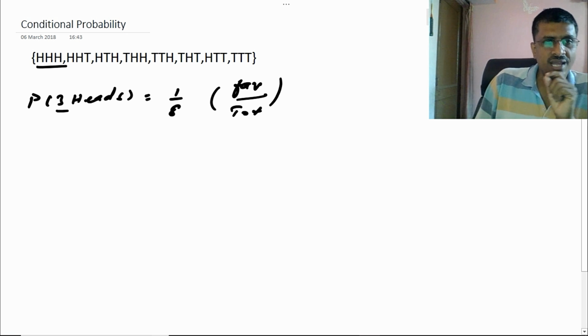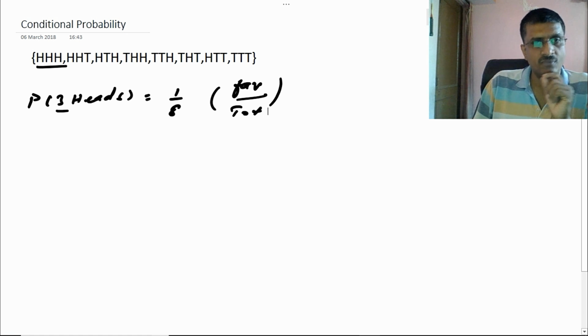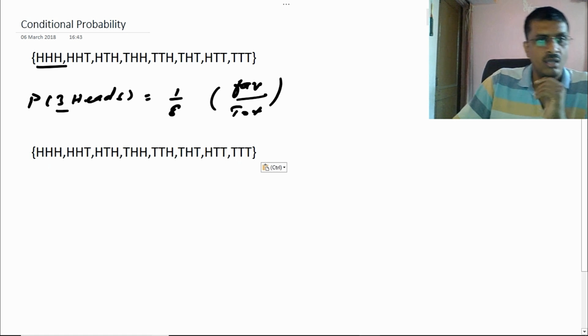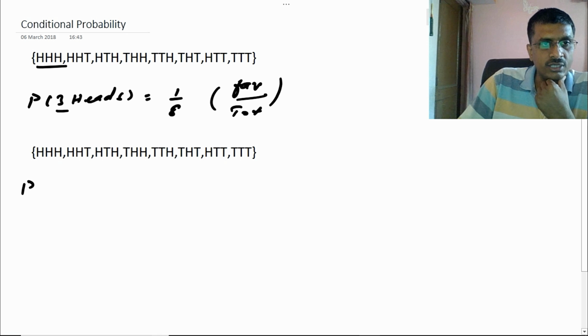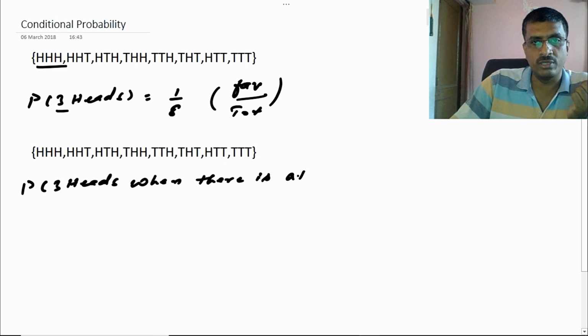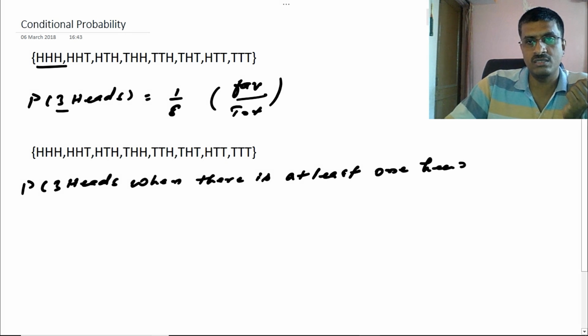But if I make a slight change to this very question here, I'll write the sample space again for you for better understanding. Now that slight change, we still have to find probability of 3 heads, with one caveat that there has to be at least one head in the sample space.